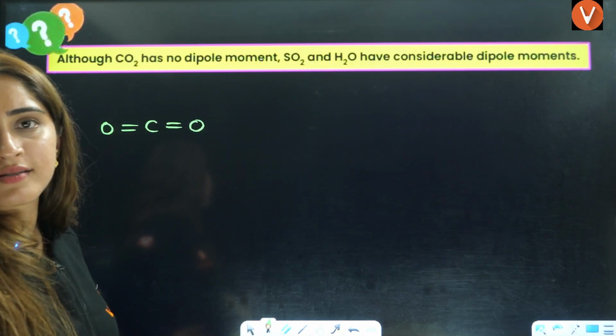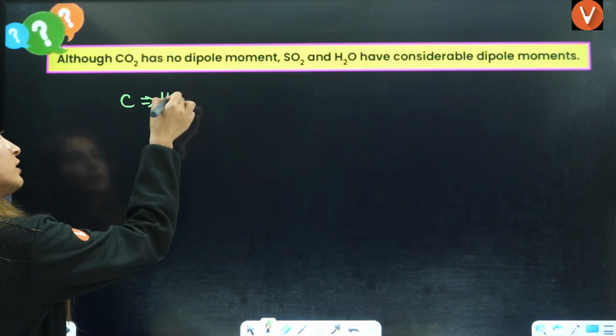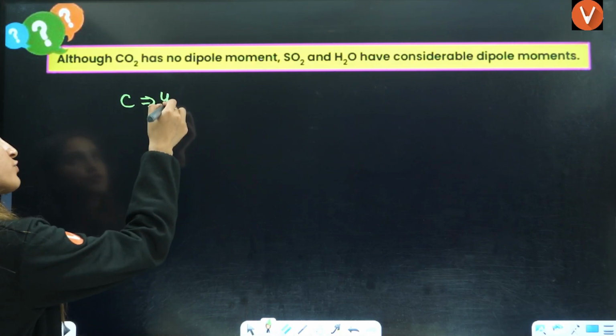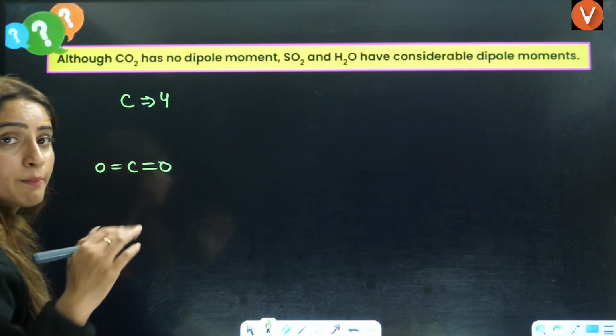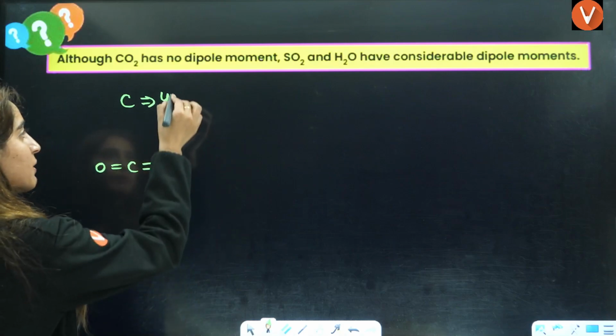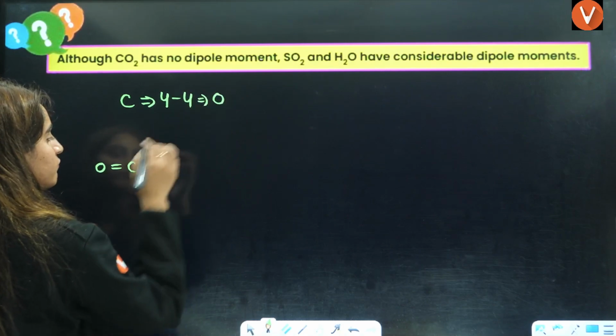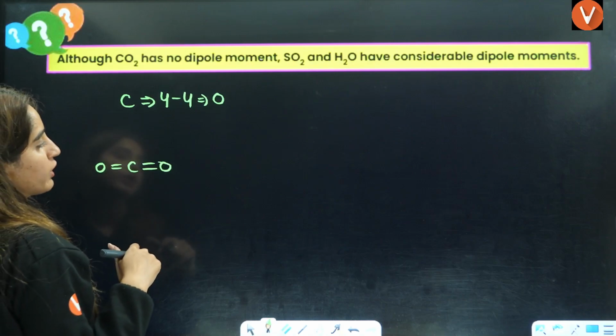Can you tell me why this is the shape? Okay. Carbon, ma'am, it is group number 14, outermost electron is 4. Ma'am, definitely it is going to have multiple bonds because it is attached to oxygen, which is neutral. So that means 4 electrons are involved. 1, 2, 3, 4. 4 electrons are involved in bond pair. 0 lone pair you will have.